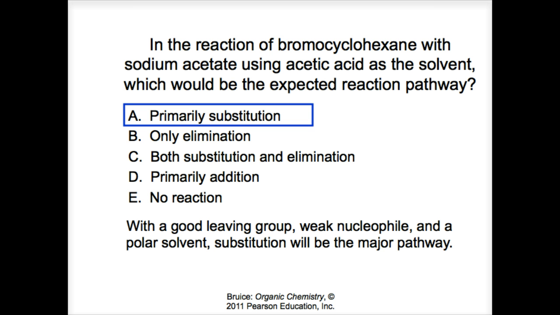and E2 equally. However, acetate is a weak nucleophile and a weak base, which favors a substitution reaction. So it's reasonable: with a good leaving group, a weak nucleophile, and a polar solvent, as it says here, substitution will be the major pathway.